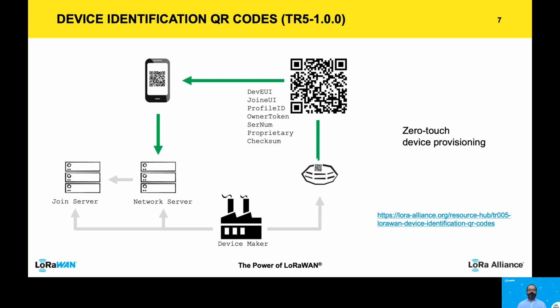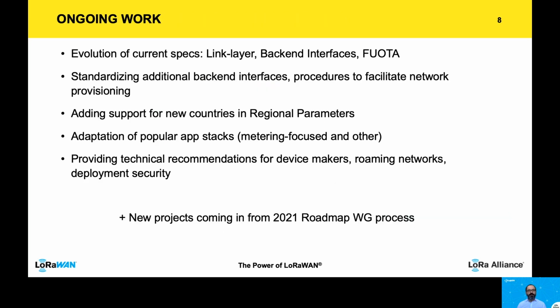So having talked about what we have delivered, obviously we're still super busy. So the types of ongoing work include the evolution of the current specs, the link layer, the backend, the payload specs. Based on the market experience, we are getting more feedback, and also closely following the market requirements on that. And we're also working on standardizing additional backend interfaces so that we can even achieve greater footprint in terms of interoperability among more network elements, such as gateways and additional interface with the application server.